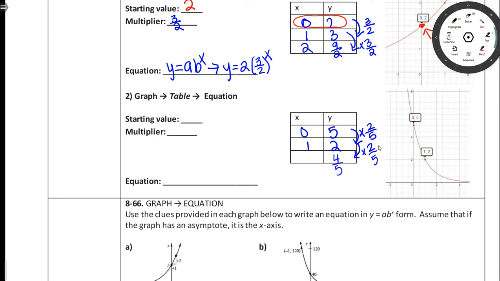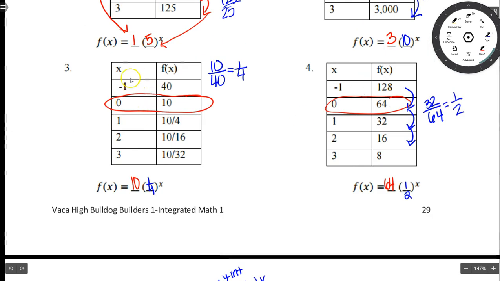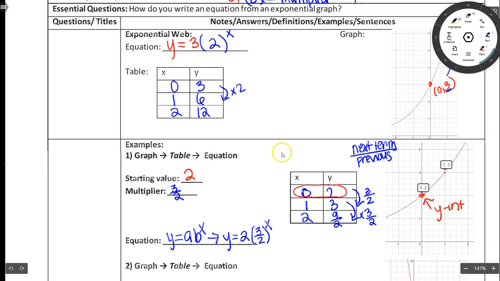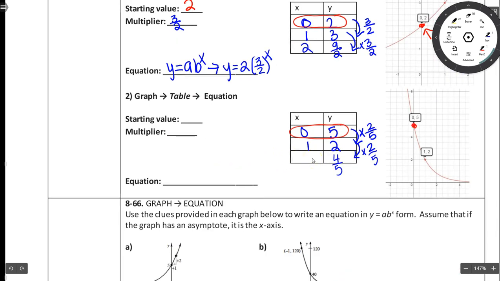So going back to my starting value, my starting value is where my x equals 0, and it's not always going to be the first one in the table. It's wherever your x equals 0. So for example, in the previous problems up here, it wasn't the first number, it's where your x equals 0, your y-intercept. And you can also see it on the graph here, your y-intercept. Starting value is 5, and my multiplier, as we just saw, is 2/5. So now we're ready to write out our equation. y equals a, which is my starting value, times b, which is my multiplier, or your base, to the x power.